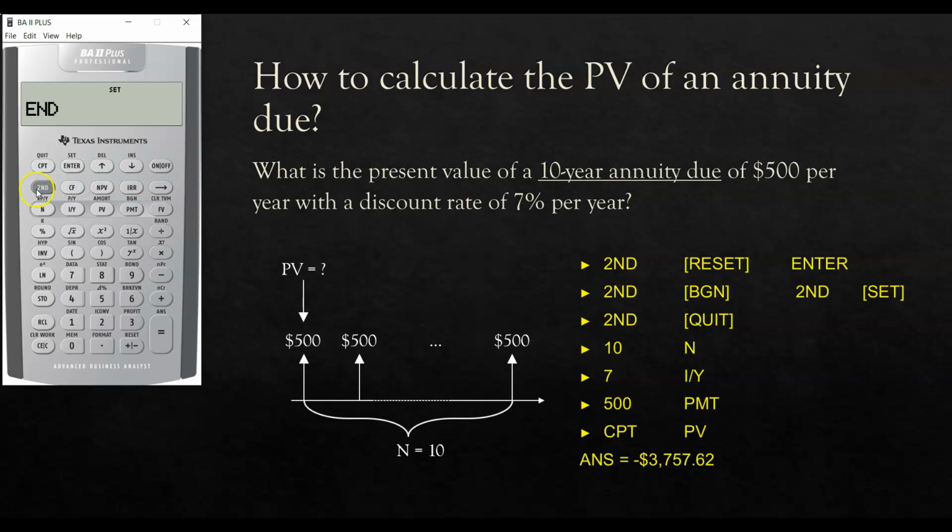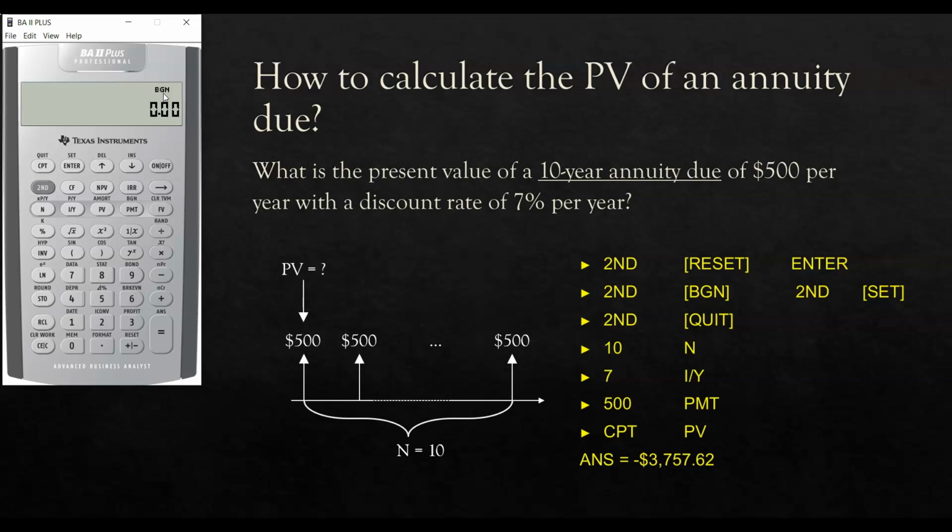So what you do is second and set. On the screen, you should see BGN, which stands for beginning. And in the corner here, you should also see BGN, which means that you are in the beginning mode. To continue, you want to do second and quit. This is going to allow you to go back to your calculation. Now you're ready to do your calculation. As you can see here on top, you see BGN. This is the calculator's way of reminding you you're in the BGN mode. That's precisely what we want for this calculation.